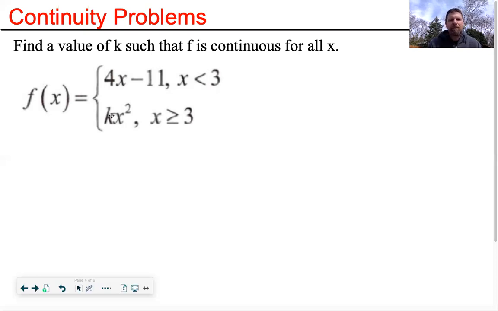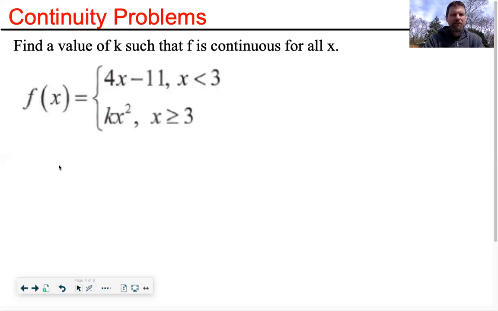So I'm not worried about that, but what I am worried about is right here at 3 when it switches. It's 4x minus 11 up until 3, and then it switches to kx squared right after 3. If this function is going to be continuous, that left-hand side needs to connect with that right-hand side so there's no kind of jump here.